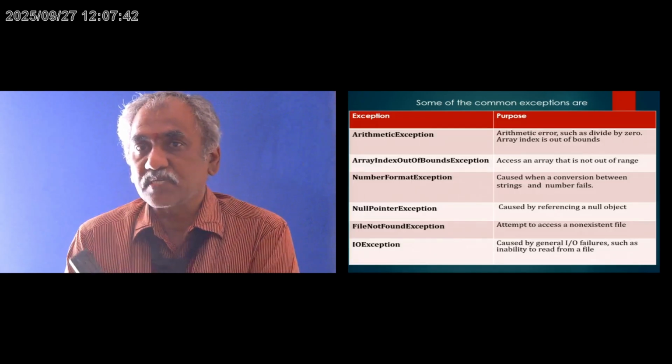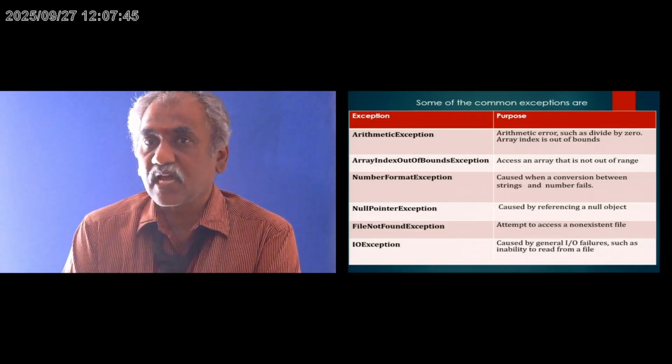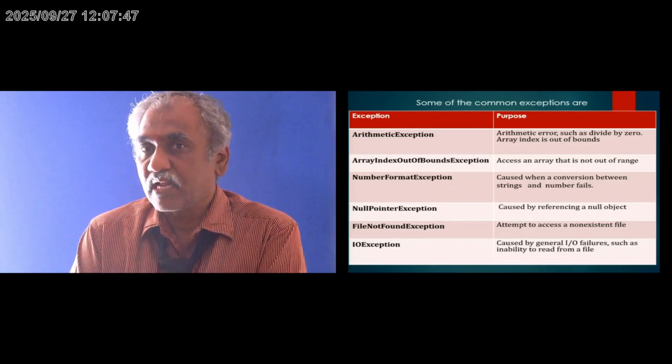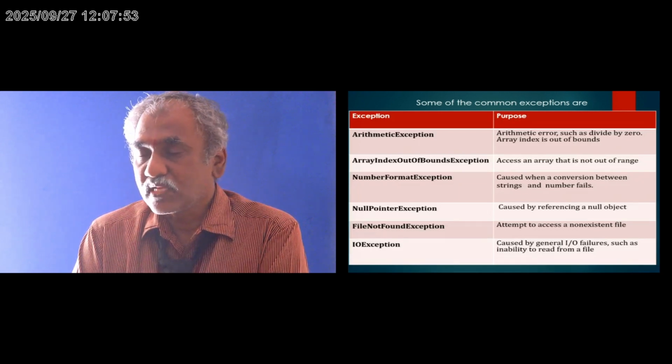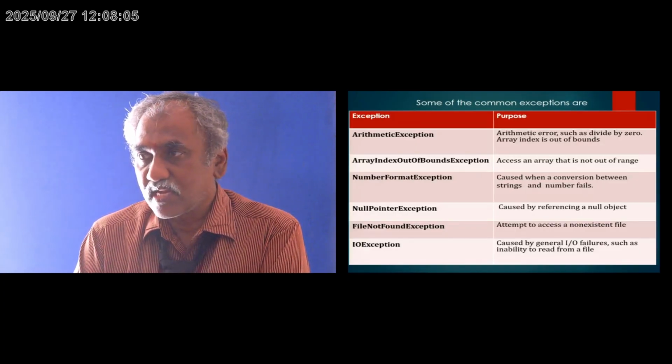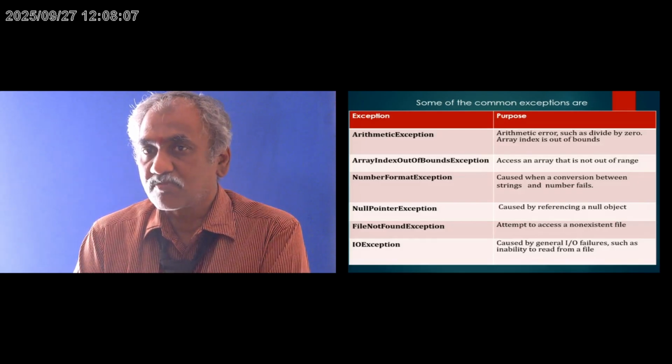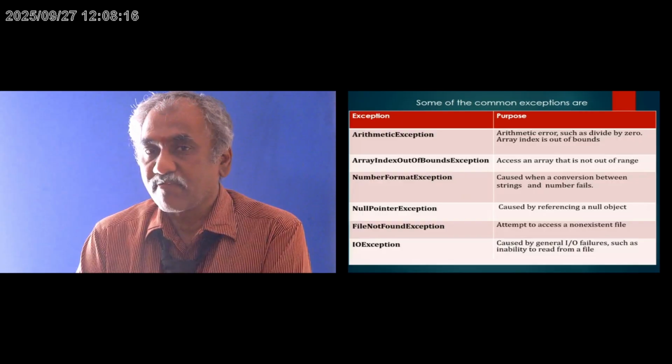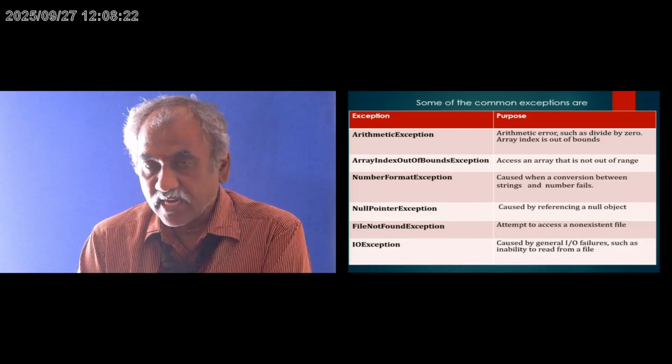Some of the common exceptions you know are ArithmeticException, ArrayIndexOutOfBoundsException, NumberFormatException, NullPointerException, FileNotFoundException, and IOException. ArithmeticExceptions arise during arithmetic operations of the program. ArrayIndexOutOfBoundsException occurs when accessing an array outside its range. NumberFormatException occurs when converting a string to a number. NullPointerException is caused by referencing a null object. FileNotFoundException occurs when the file is not present in the disk while reading or writing. IOException is caused by general IO failures such as inability to read a file or write data, right?